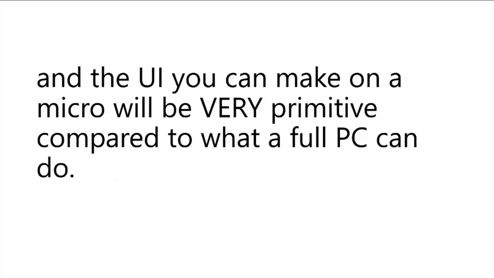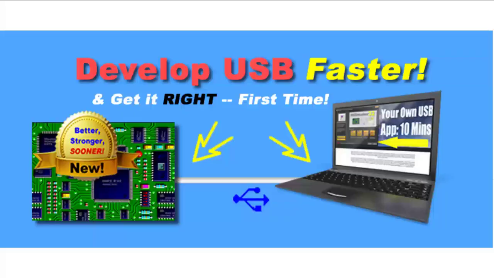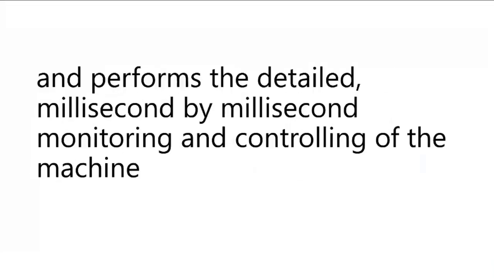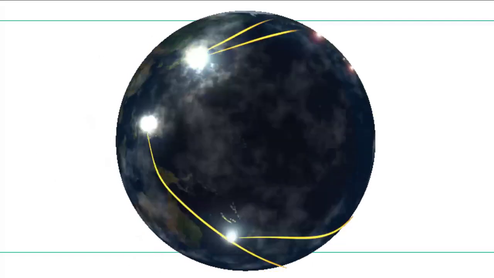And the user interface you can make on a micro will be very primitive compared to what a full PC can do. For a lot of monitoring and control applications, the best combination is an inexpensive Windows PC that talks to a microcontroller. The microcontroller has the direct connection to the machine and performs the detailed millisecond by millisecond monitoring and controlling of the machine by executing commands sent from the PC. The PC does the high-level thinking, decision-making, communicating with the microcontroller, graphical user interface, mathematical calculations, and communication with the head office over the internet.